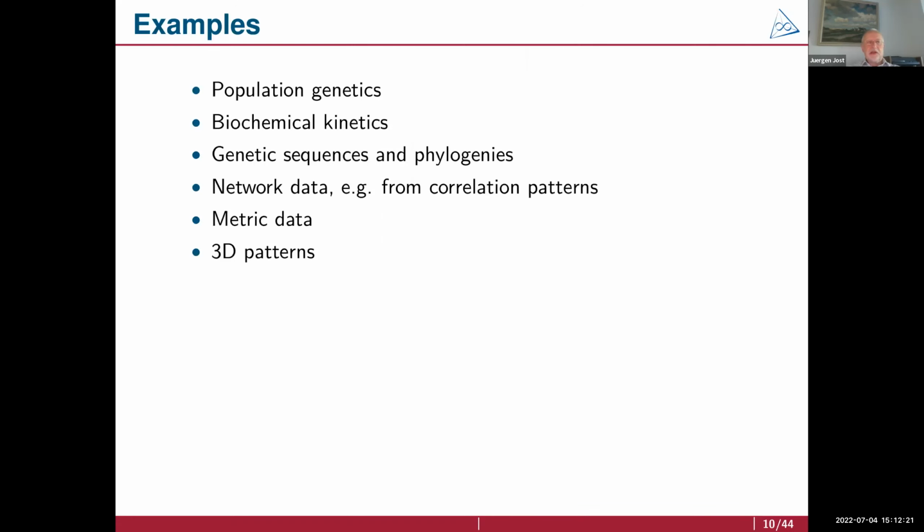In fact, we will look at examples from population genetics and from biochemical kinetics, the first two only relatively briefly. Then we will again turn to phylogenies, but not only look at the fossils that Darwin and Haeckel and so on were interested in, but also at modern genetic sequences. Then we look more abstractly at network data arising from correlation patterns in biological data. And we will also look at metric data, and very briefly at the end, I give you an outlook about 3D patterns, three-dimensional patterns.